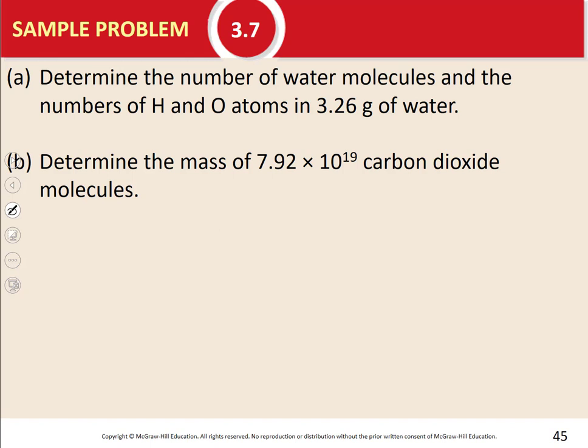So this is still the same page, page 97, but now we're doing the second sample problem. Part A says determine the number of water molecules and the number of hydrogen and oxygen atoms in 3.26 grams of water. 3.26 grams of water.